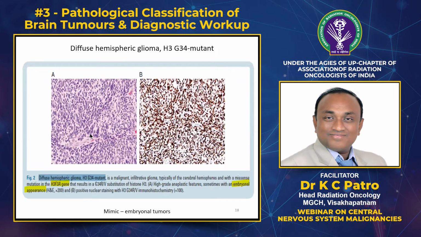Another similar mimic is the embryonal tumor. The histopathology looks like an embryonal tumor. I am not going into the details of the histopathology, I am only giving examples for understanding. This is known as a diffuse hemispheric glioma, and this is one of the new entities in the 2021 classification, the H3 G34 mutant. The H3 G34 mutation points toward the diagnosis of diffuse hemispheric glioma.